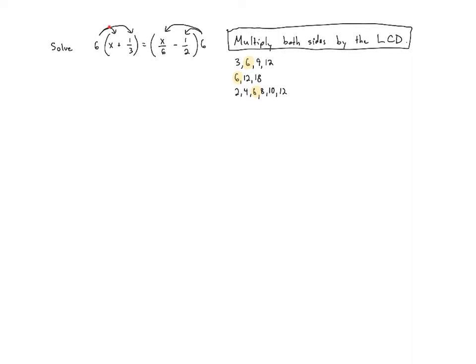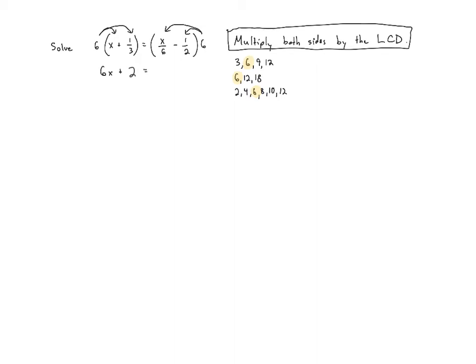On the left, 6 times x gives us 6x plus 6 times 1/3. There's different ways that we can multiply a whole number by a fraction. The way that I do it is I multiply the whole number times the numerator and then divide by the denominator. So 6 times 1 gives us 6, and when we take that 6 and divide it by 3, it leaves us with 2.